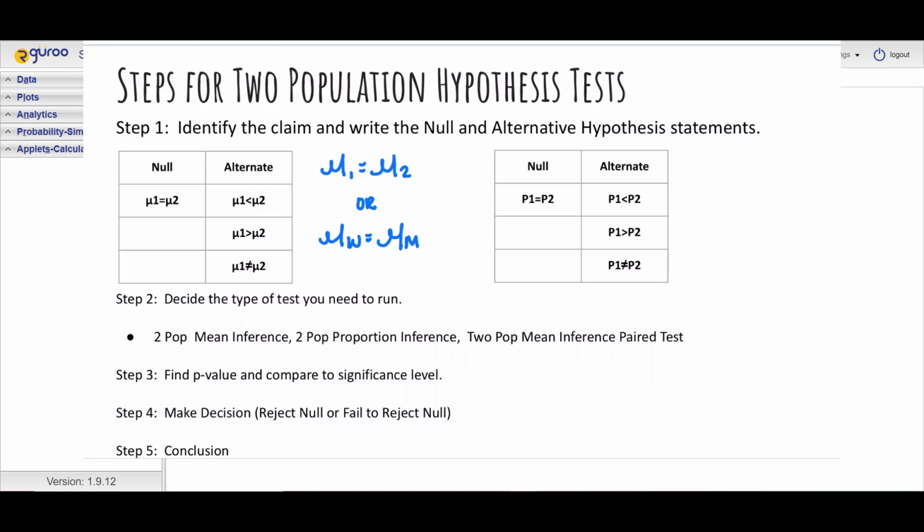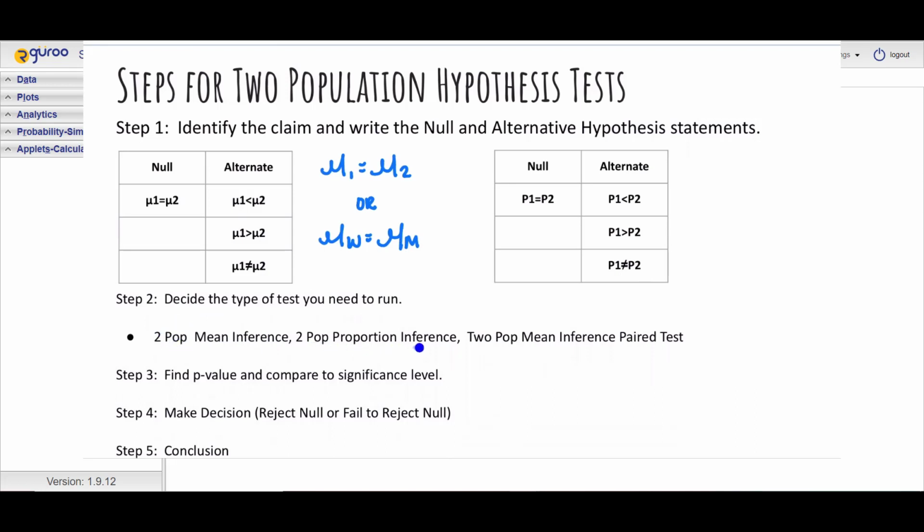Now the alternate is similar to the alternate statements from before, H1 or HA, depending on how you write it. You're either going to say that the mean of the first population is less than the mean of the second, the mean of the first is greater than the mean of the second, or the mean of the first is not equal to the mean of the second. And same thing with our capital P's for proportion. So technically, the 3 types of tests that you can run for 2 population tests that we're going to be doing in our class is 2 population mean inference. So that's mean inference choosing 1 and 2 population, and we're going to focus on the 2 pop.